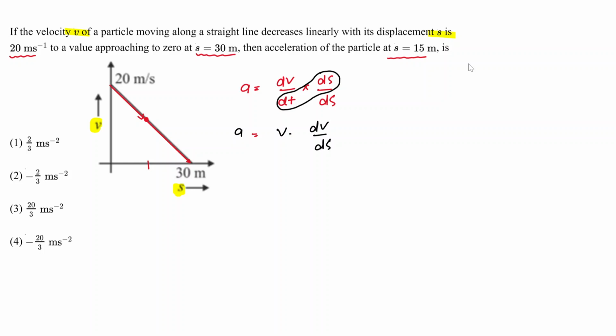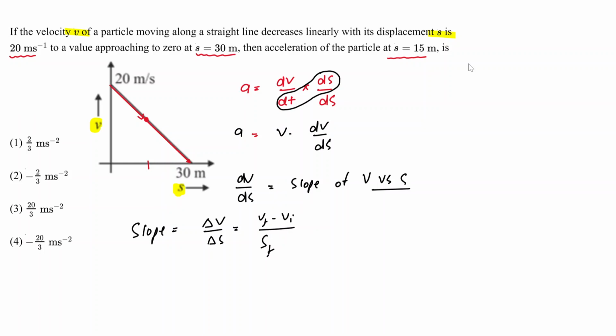Now dv by ds is simply the slope of the velocity versus displacement graph. As simple as that. So if we calculate the slope of this graph, the slope will be equal to the change in velocity upon the change in displacement, dy over dx. So this slope is what? Final velocity minus initial velocity divided by final displacement minus initial displacement. This is how we write our slope.